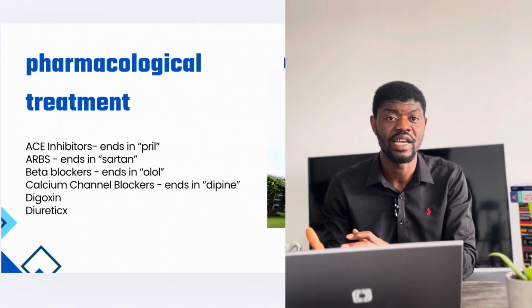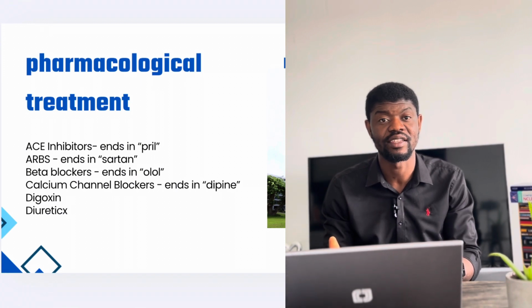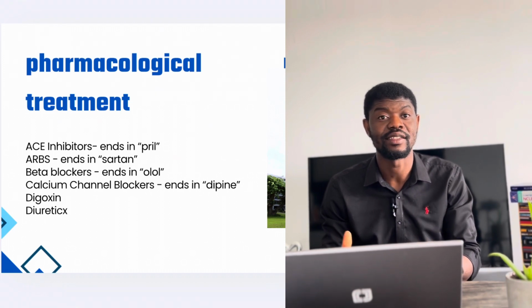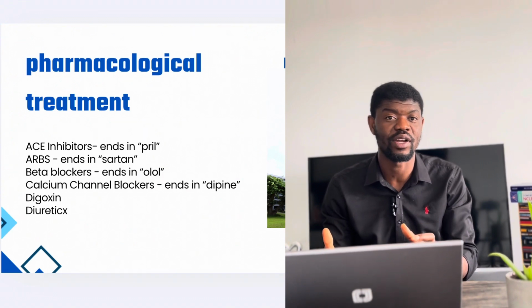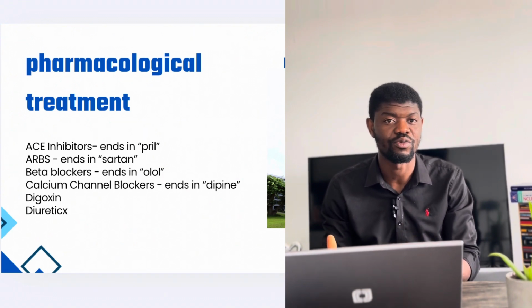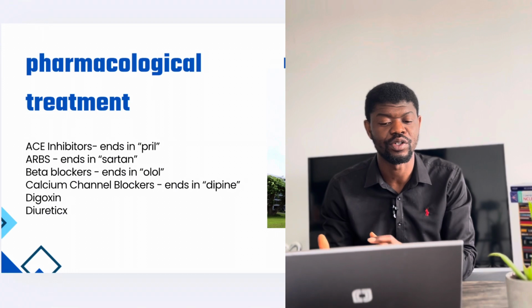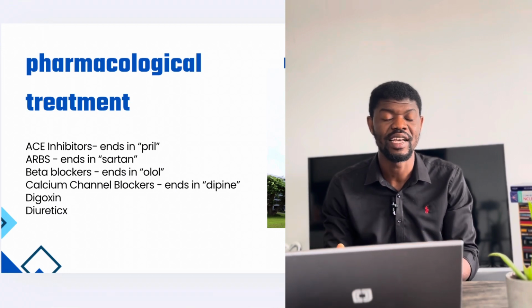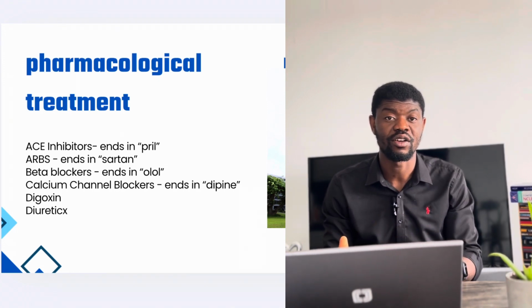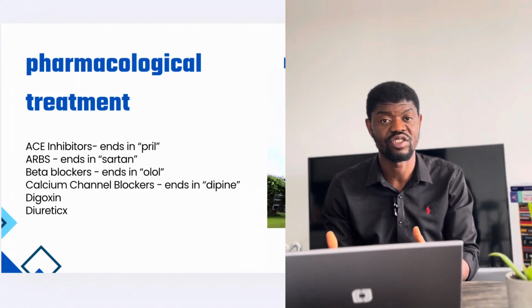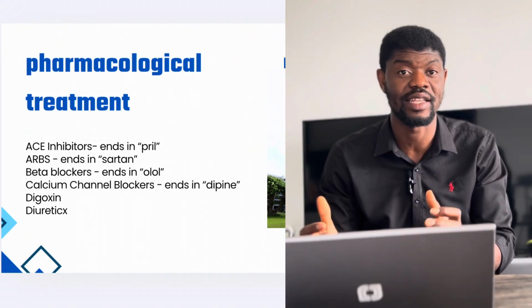So ramipril is a classical example of an ACE inhibitor. You've got your ARBs, which is your angiotensin receptor blockers, which end in sartans. So your candesartans are typical examples. You've got beta blockers ending in olol, so bisoprolol, metoprolol. You've got your calcium channel blockers. This one ends in dipine, so you're looking at your amlodipine, your nimodipine. You can also use digoxin in the treatment of hypertension as well as diuretics.